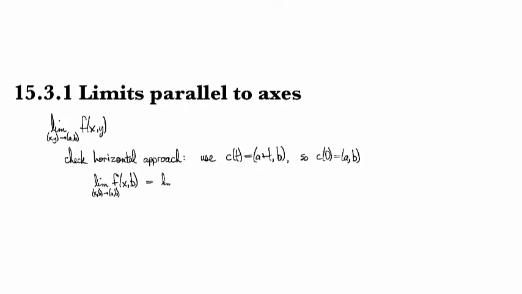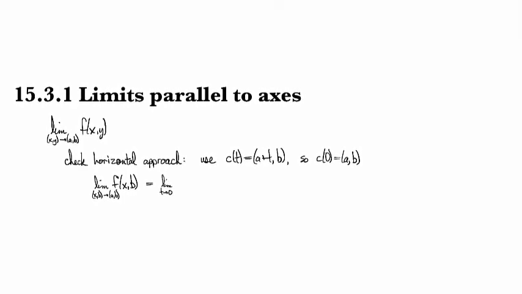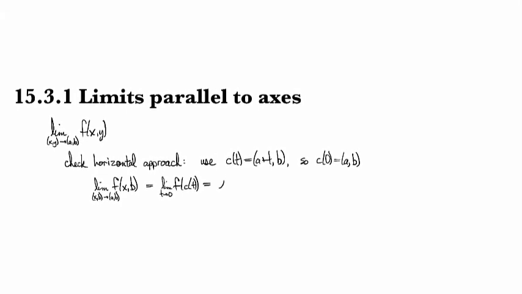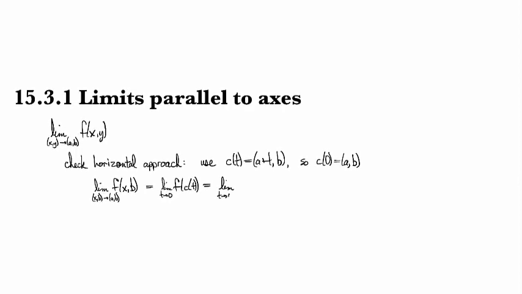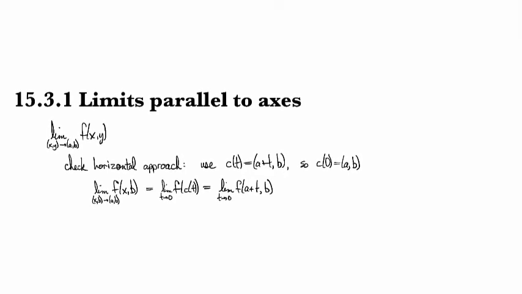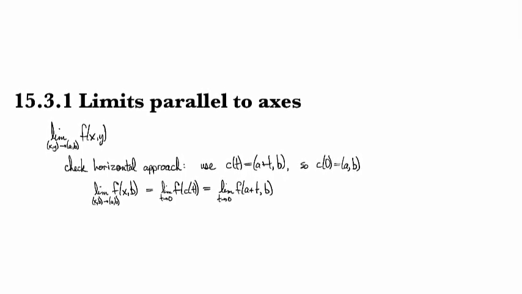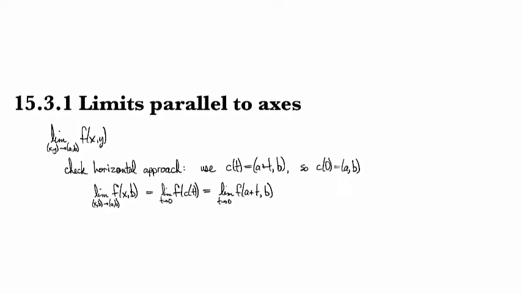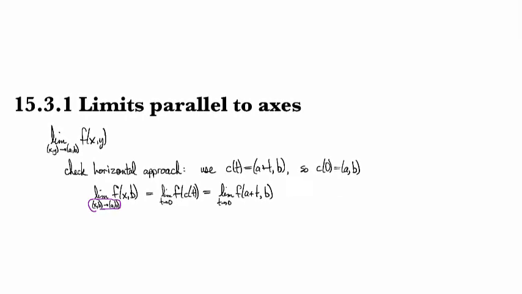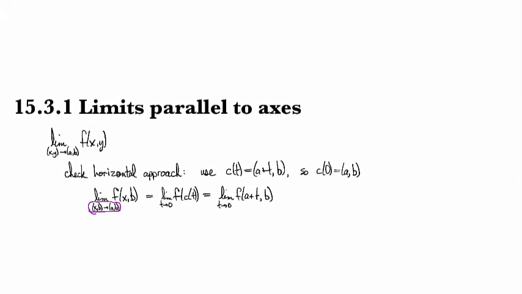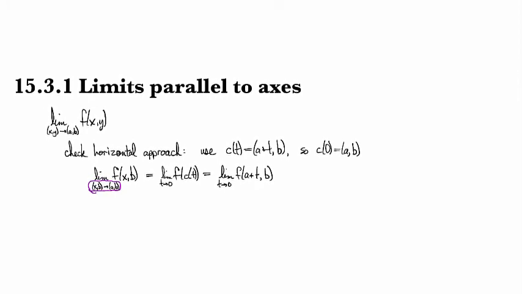And then this becomes the limit as t goes to 0 of f of c of t, or written slightly differently, the limit as t goes to 0 of f of (a + t, b). So here are just a few different ways to write the same thing. And the key point is that by restricting to this curve, everything down here becomes constant except for x. So we've reduced it to a one variable problem, and we can look at what we know previously about limits.